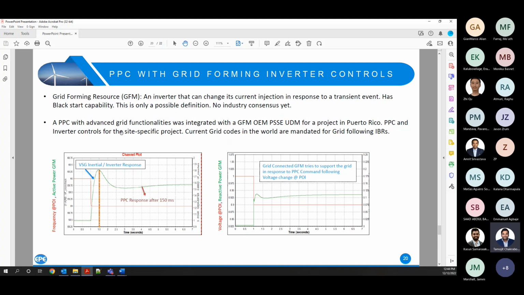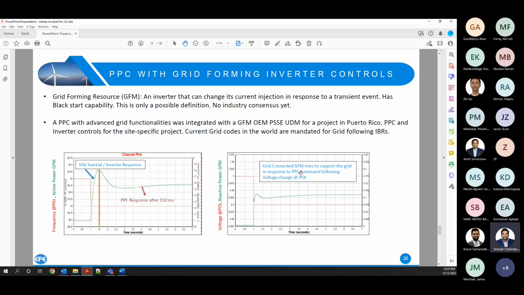Now, I'd like to say up front that this particular resource is a grid-connected grid forming resource, and it cannot yet work in islanded mode. The technology is there, but the models that we developed are not yet ready for an islanded mode of operation. So just to let you know, this is a grid-connected grid forming inverter, which is basically a virtual synchronous generator. So you can see, if we play back the frequency, the inertial response similar to a synchronous machine.